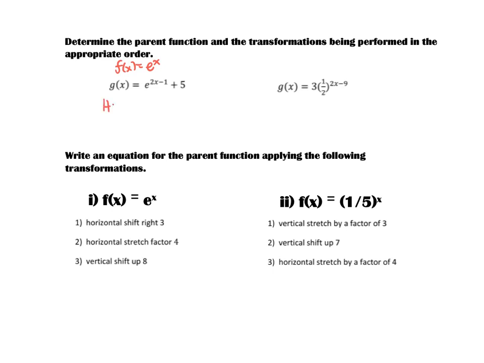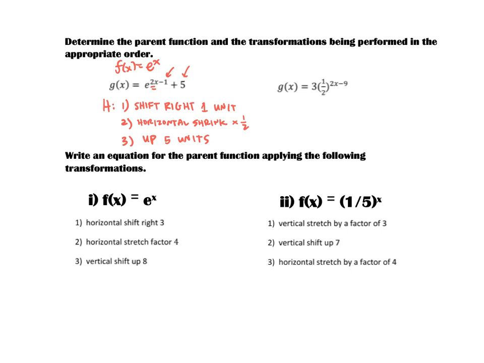So let's go horizontal transformations first. So the first of the horizontal transformations, we have to go outside in. So we're going to say a shift right 1 unit. The second transformation would be the 2, which is a horizontal, be careful here, shrink by a factor of 1/2. And then the third transformation, which is our vertical transformation, is a shift up 5 units.